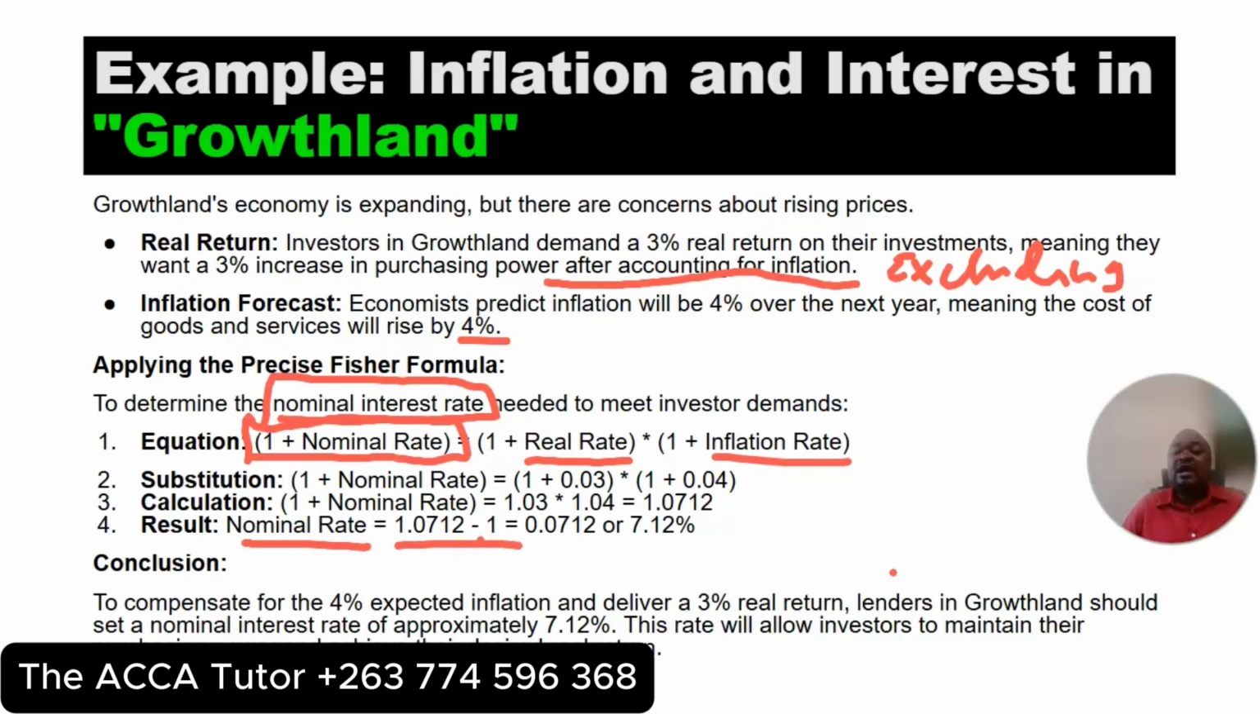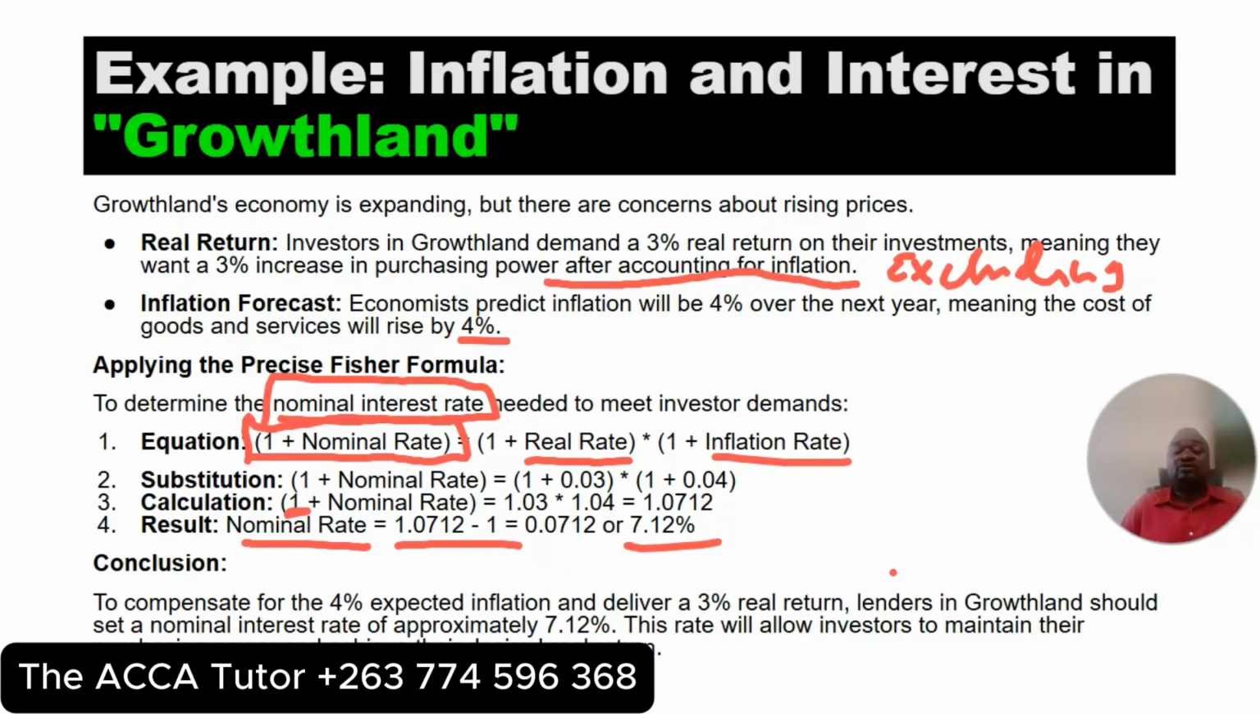1.0712 minus 1. Why are we saying minus 1? Because this figure, this 1 plus, should also be eliminated until we are left with the nominal rate, because that's the figure we need to calculate. So we are going to get 7.12 as the nominal rate.